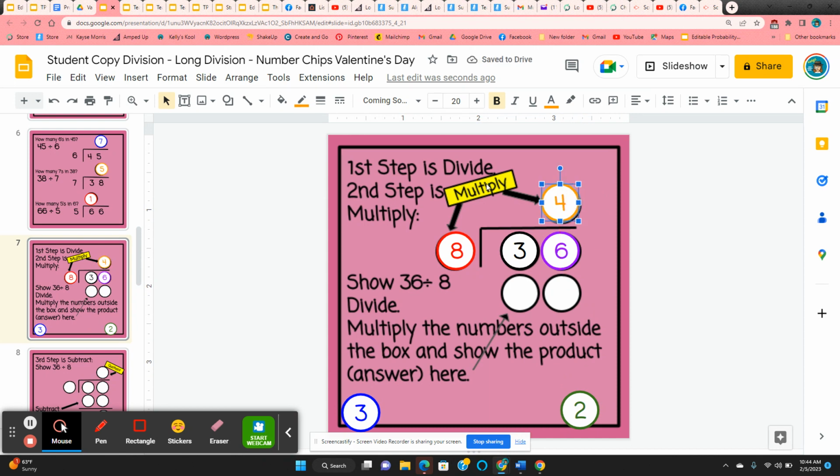And then the next step is to multiply. So you're going to multiply these numbers that are outside. So 8 times 4 would be 32. So now they've divided and they've multiplied. The next slide is just going to expand this and finish the problem.